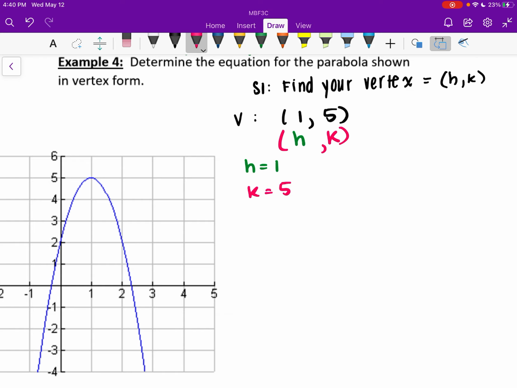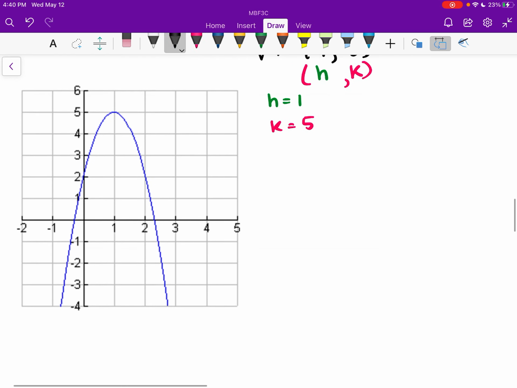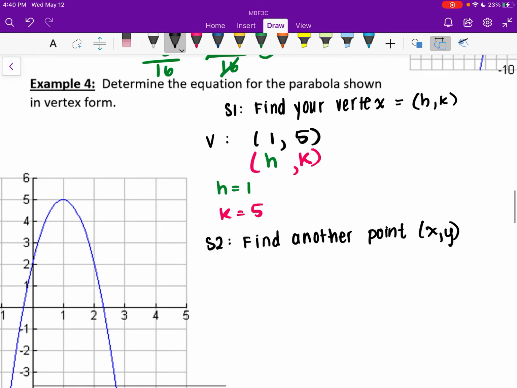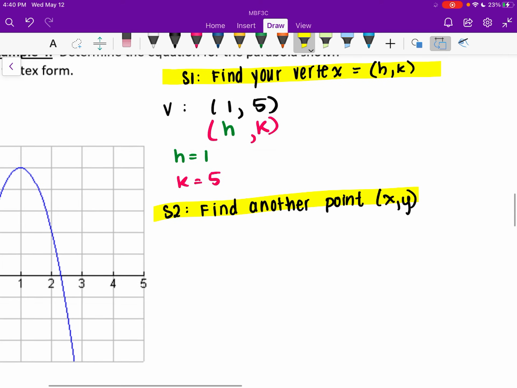So now that I have my h and my k, step 2 says determine another point for x and y that is different from the vertex and solve for a. So step 2, find another point, x, y. I'm just going to highlight these. I like to keep these steps. You obviously don't have to write this in. It's just for clarity's sake.